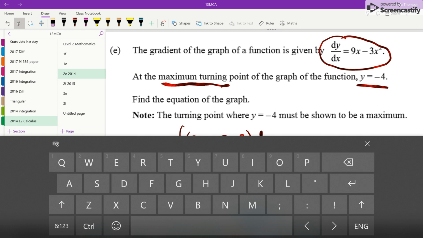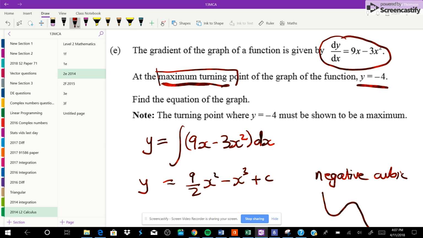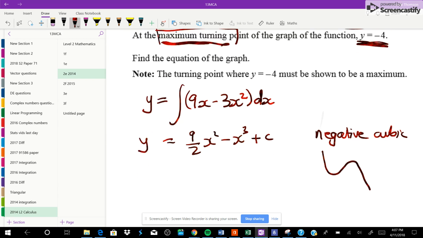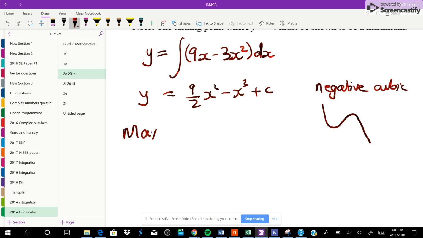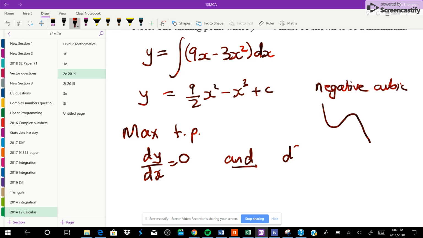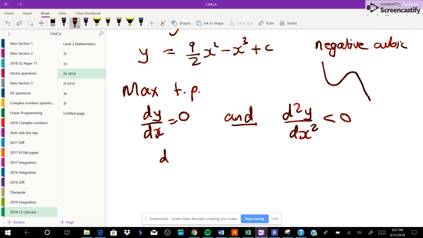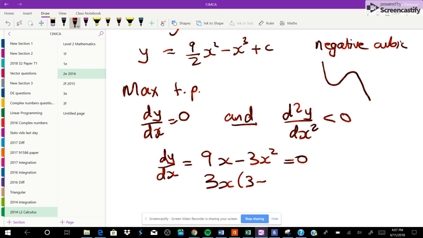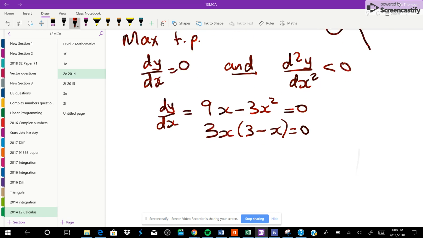The next thing we're going to do is to use the information that the maximum turning point has got a y value of -4. So at a maximum turning point, dy by dx equals 0. And the other thing we'll use is that the second derivative is going to be negative. So our next step is to take our derivative and figure out where it's equal to 0. So that's 9x minus 3x squared equals 0. Factorising gives me 3x into 3 minus x, which gives me 2x values.